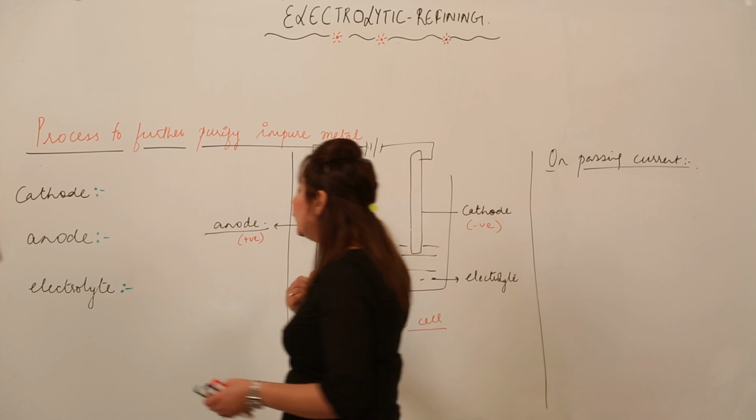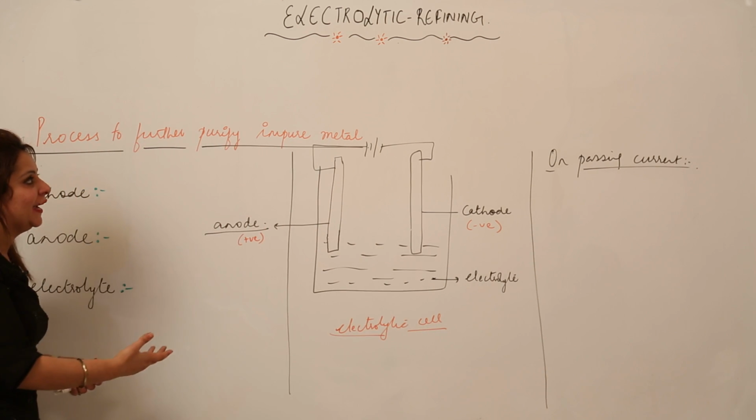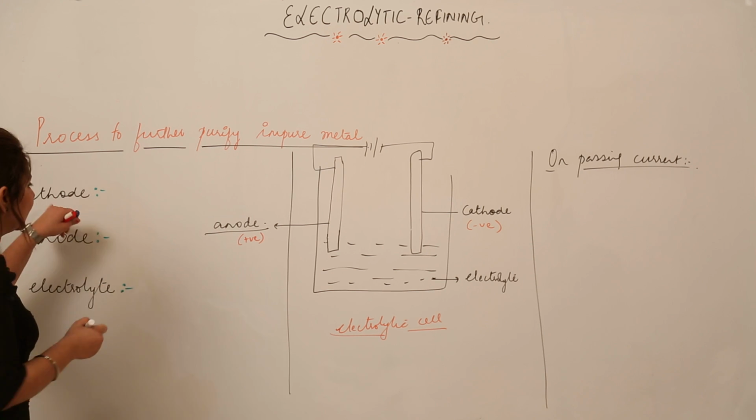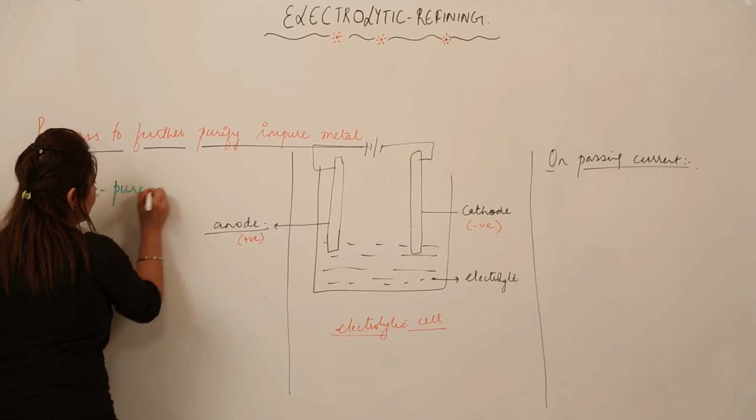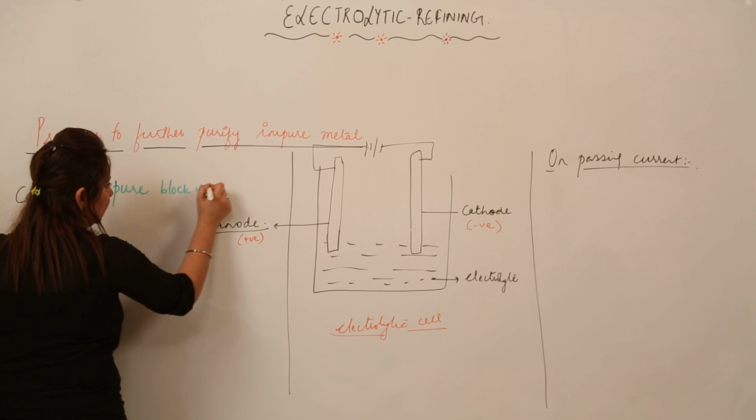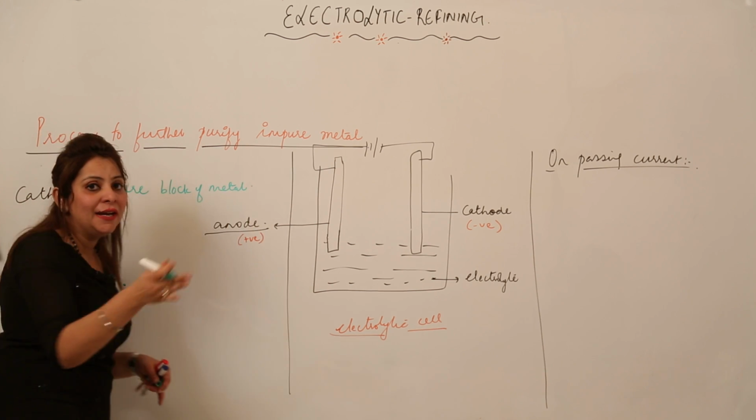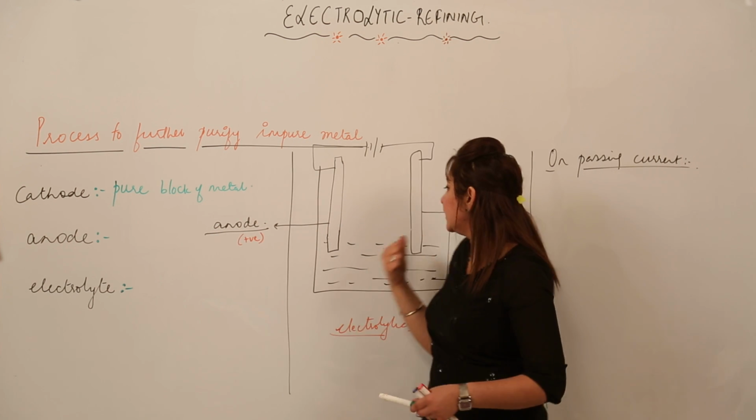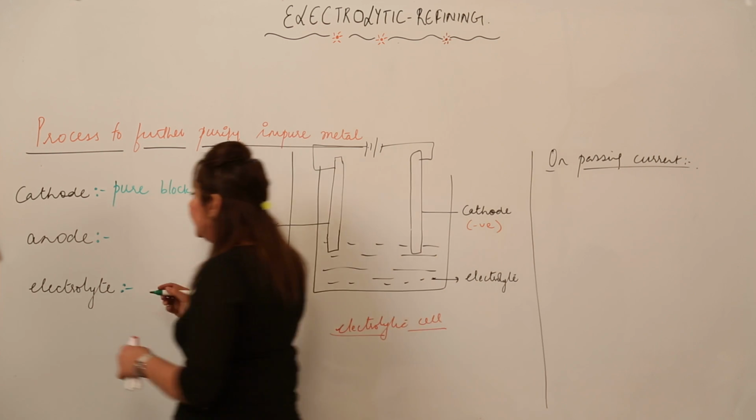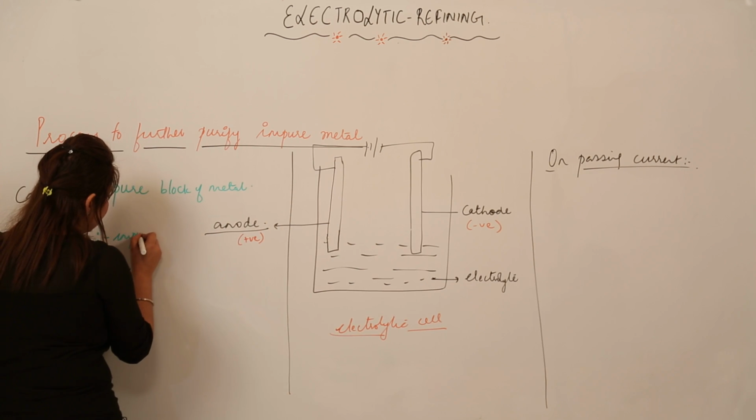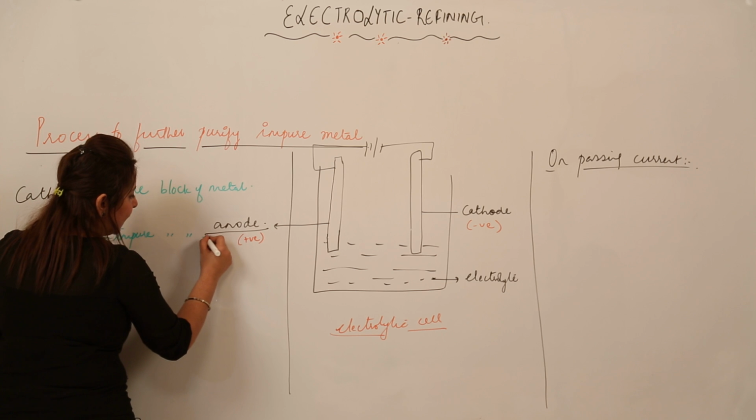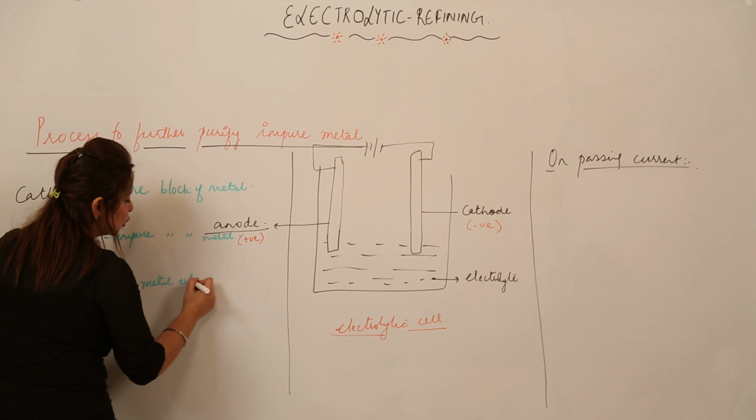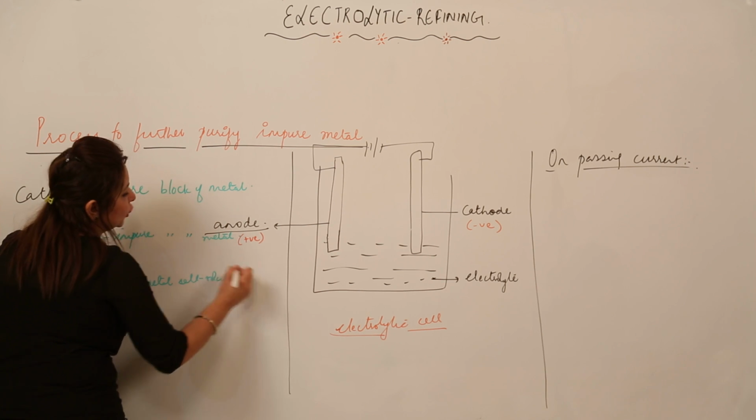So in this process, electrolytic refining, what are we going to take as cathode, anode and electrolyte? The cathode is made up of a pure block of metal. That means the metal which we need to purify, a pure block of that metal is made the cathode, and the anode is the impure block of that metal, and the electrolyte is a salt solution of that metal.